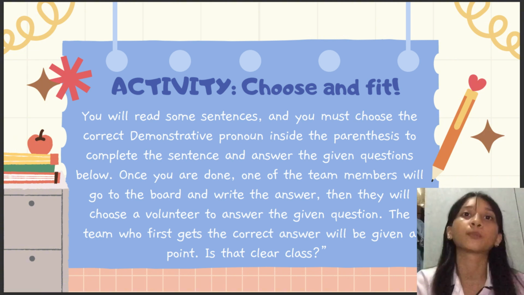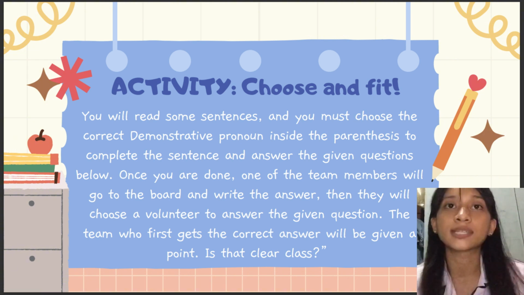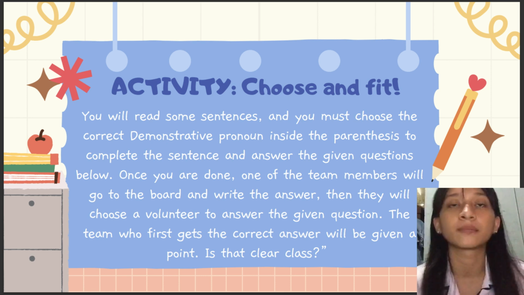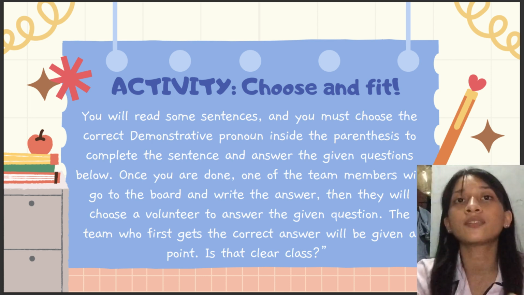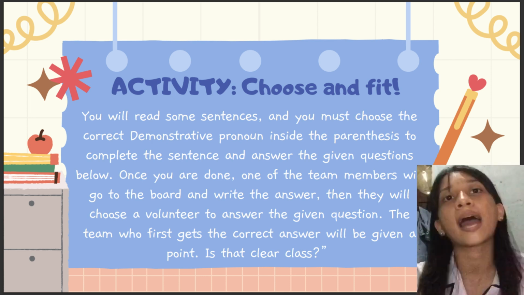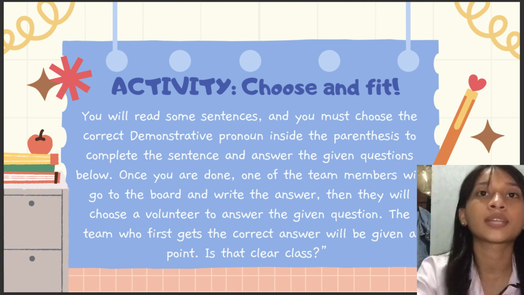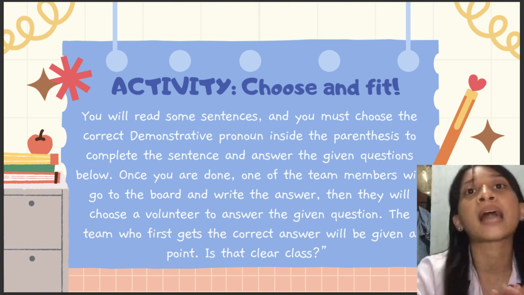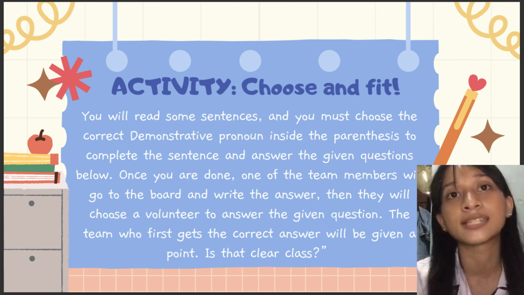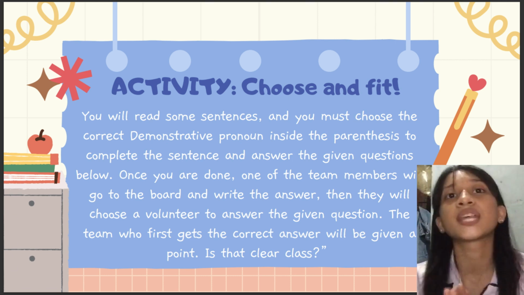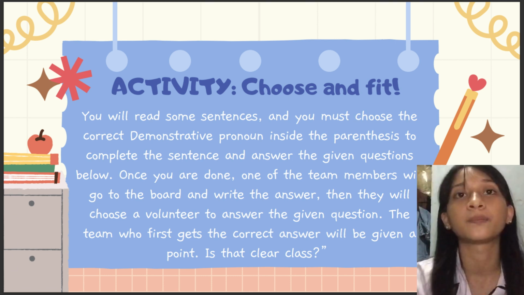After knowing all the examples of the plural and singular forms, we will move on to our practicing skill number 2, which is the activity Choose and Fit. But since we can't do this activity by group, we will have to do this individually. So the task is about filling in the blanks with the correct demonstrative pronoun inside the parentheses, then answering the question given below.